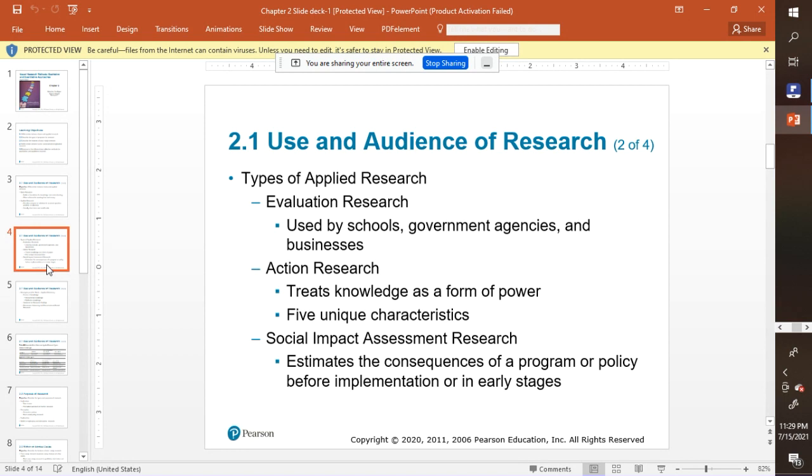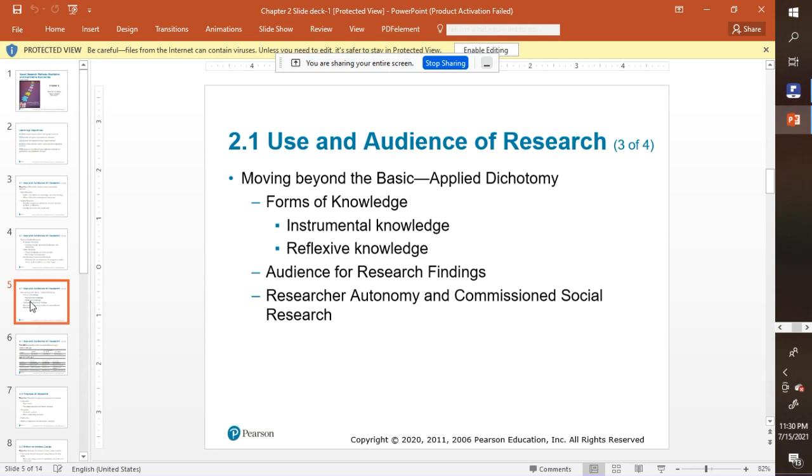Then we have social impact assessment research. It is used to estimate the consequences of a program or policy before implementation or at an early stage. It's like a research carried out as a test run to find out the outcome of implementing a particular program or scheme. Usually this test run happens in the early stage of such a program when it is being implemented.